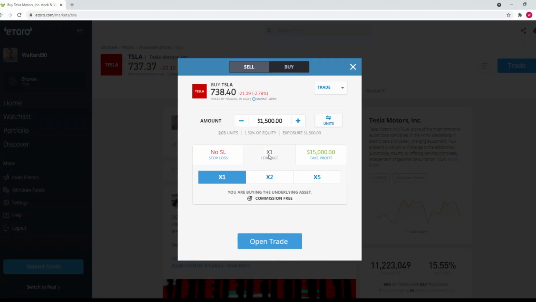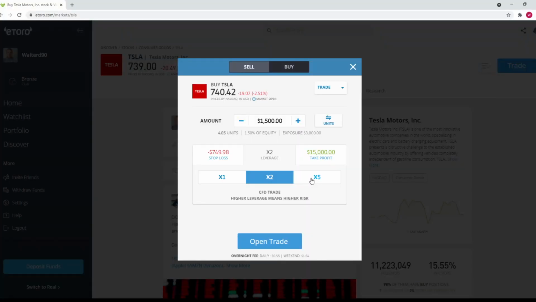As you will see, now I'm able to buy 4 shares of Tesla with the exact same amount of capital of $1,500. But you will notice that my market exposure was 1,500 when it was 1x, but now it has moved up to near 3k. Essentially, when you adjust this trade from 1x to 2x, you are borrowing that other $1,500 from eToro.